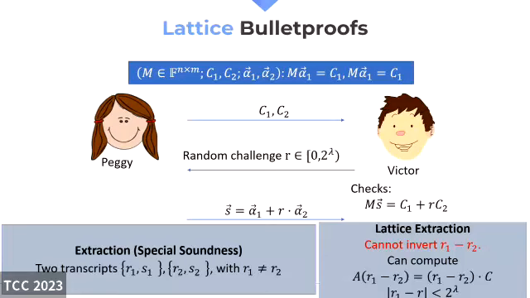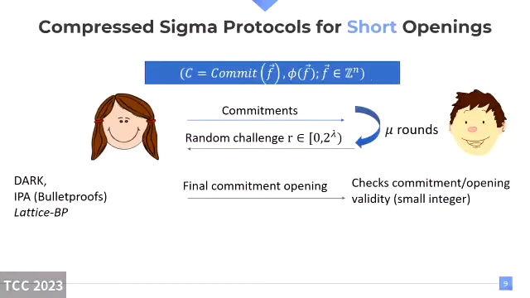However, one thing that we can compute is basically this relaxed opening. What this is: we can compute an opening to a multiple of the commitment. So r1 minus r2 is the difference of the challenges, and we can compute an opening to the differences of the commitments. And in fact, we can bound the size of this opening by 2 to the lambda. So it's lambda bits. However, if we try to extend this to multi-round protocols, well, let's look at this generalization.